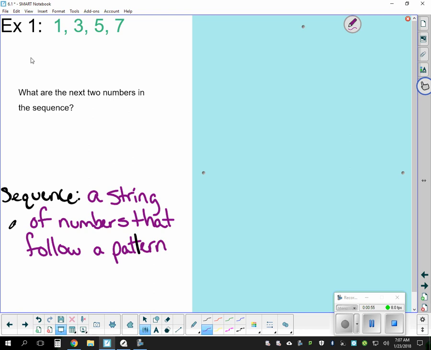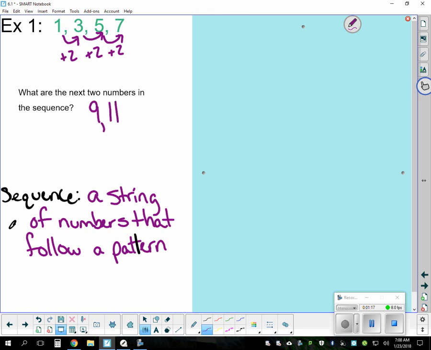So I've given you a sequence here. To find the next two numbers in the sequence, you need to figure out what the pattern is. Well, going from 1 to 3, we're adding 2. From 3 to 5, we're adding 2. And from 5 to 7, we're adding 2. So for your next two numbers, you just add 2 to 7, you get 9, and add 2 again, you get 11.